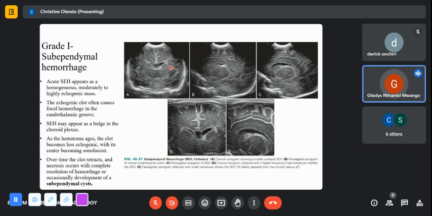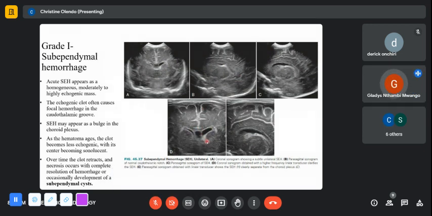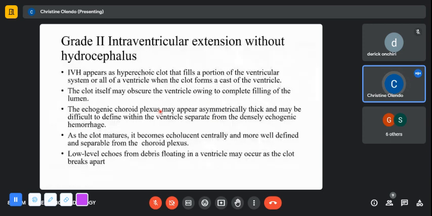As one of the variants. But you can see the differences in B and C, and very well shown in image D, where they used the linear probe, and we're able to focus on that area quite well. So you can see the echogenic area at the caudothalamic groove, and then with the sagittal view, you can clearly see the hemorrhage and the choroid plexus at that area. So this is a case of grade 1 subependymal hemorrhage.